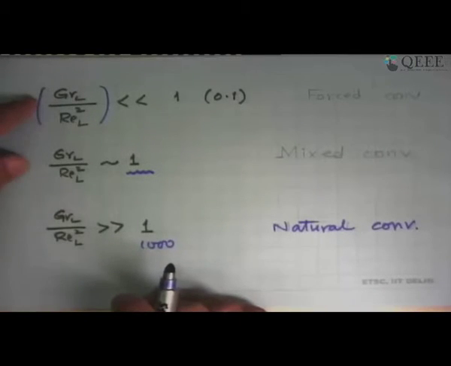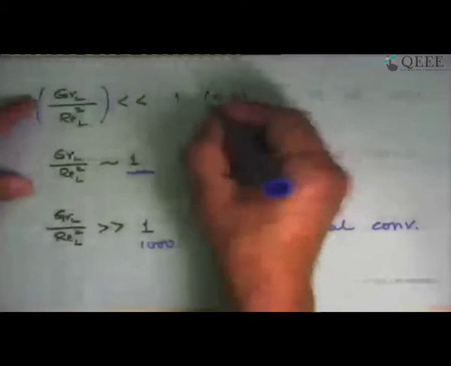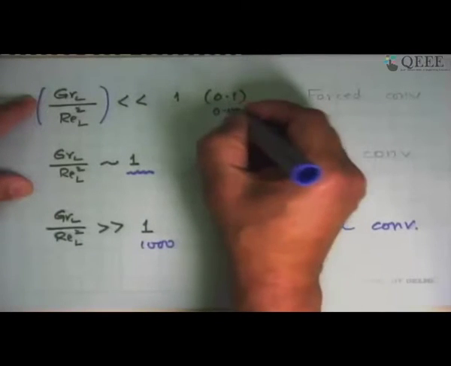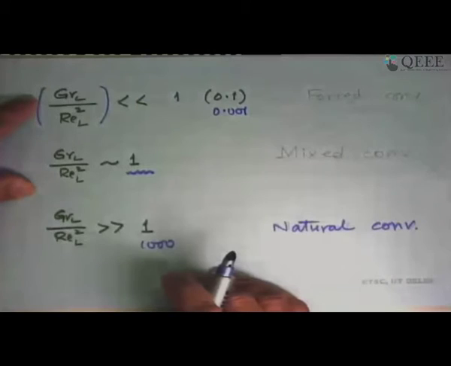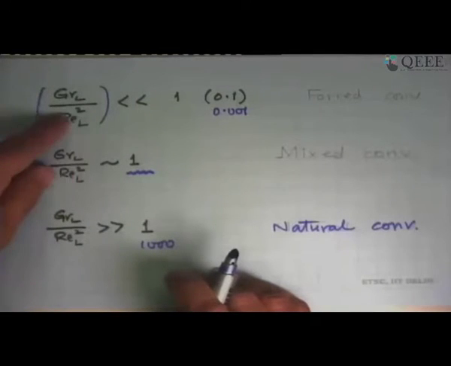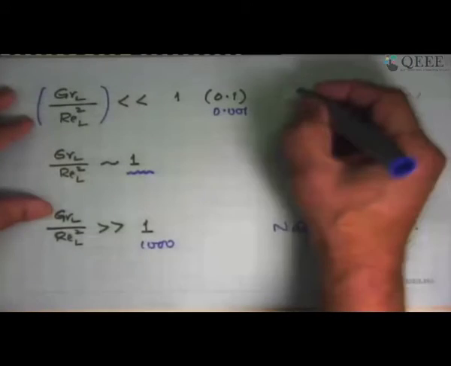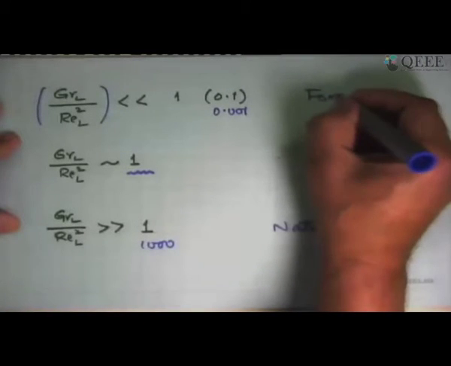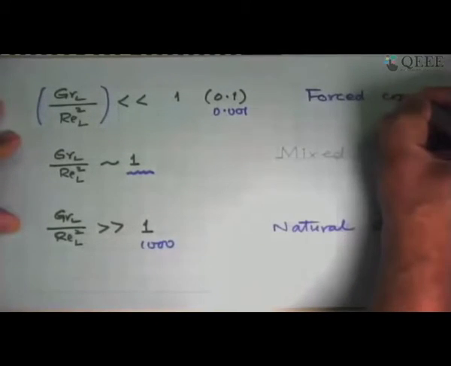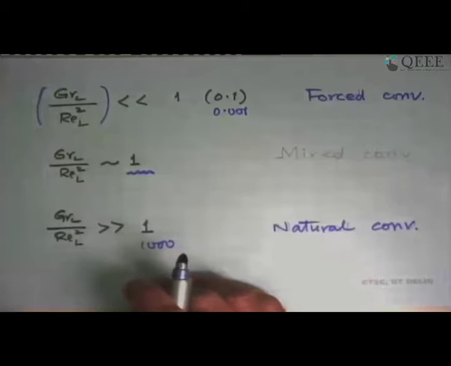The other extreme, where this is very much less than 1, maybe less than 0.1, maybe 0.001 or things like that. That means this denominator is very big compared to this numerator. That means the Reynolds number dominates. The buoyancy is not playing so much of a part, or the temperature-driven body force is not that important. Then we have only this thing to worry about. That gives us that this is a problem of forced convection.